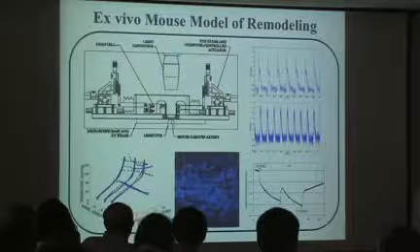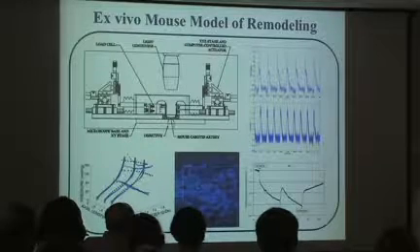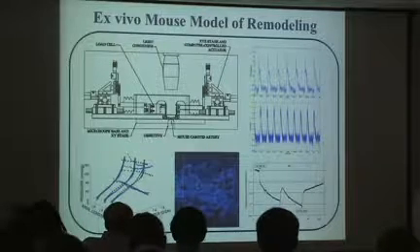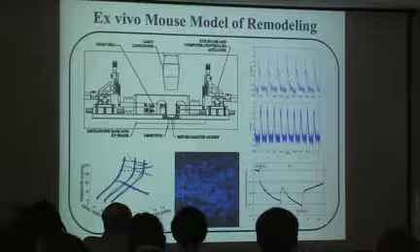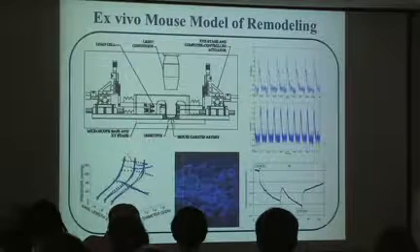And so these vessels, this curve is at 4 days. These vessels respond to pharmacological vasoreactive compounds after intermediate times in culture.